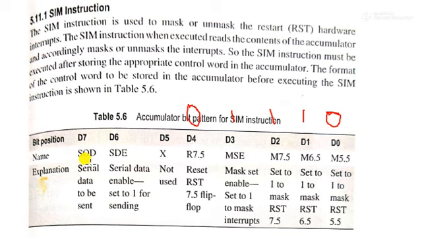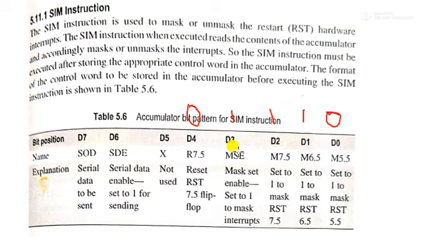I think you all understand the use of the SOD pin, serial output data pin. This bit indicates the serial output data. And the SDE, serial data enable. What is the use of the serial data enable? This bit is the key of SOD, serial output data. That means if it is 1, then we will consider the D7 bit. If the D6 bit is 0, then we will not consider the D7 bit.